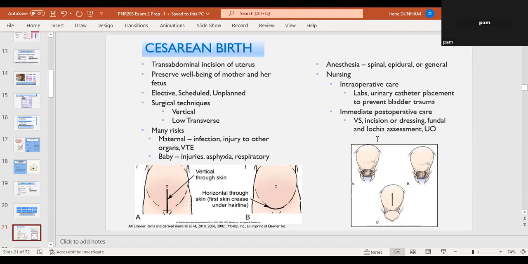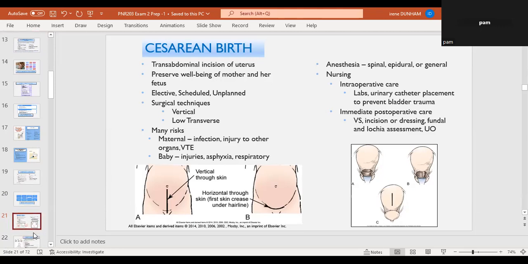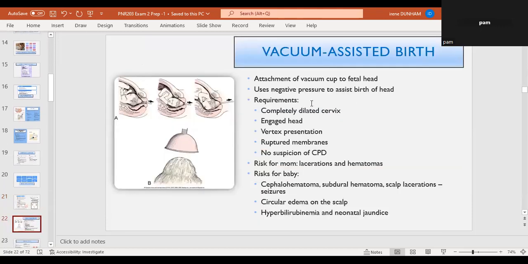Okay, and then of course you have to measure intake and output on these patients. So, it's major surgery. All right.